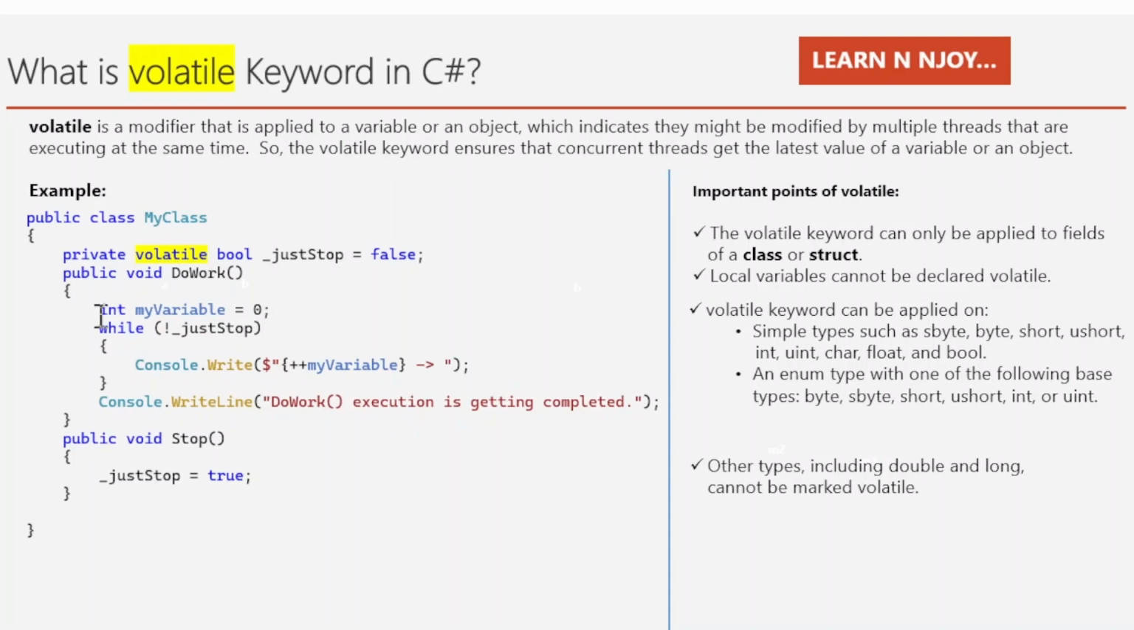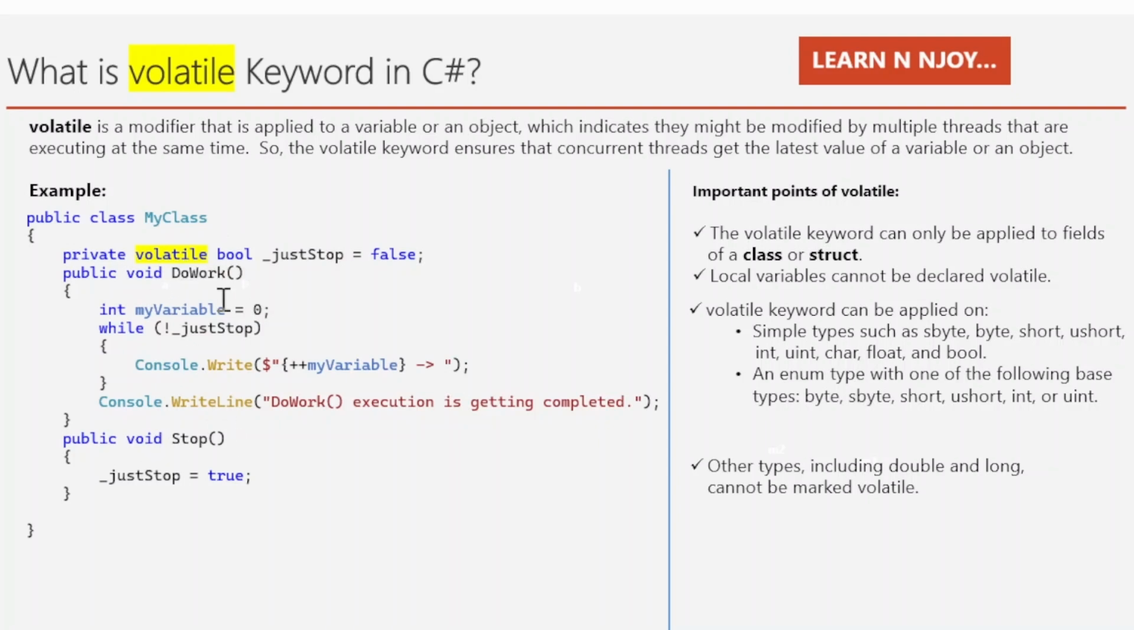Okay, let's try to understand with the help of the example shown over here. In this example, there is a class named MyClass that has one boolean field named justStop, and I marked it with the volatile keyword. When I marked it with the volatile keyword, it informs the JIT compiler that the value of this variable should never be cached because it might be changed by a concurrently executing thread, the operating system, or even by the hardware.